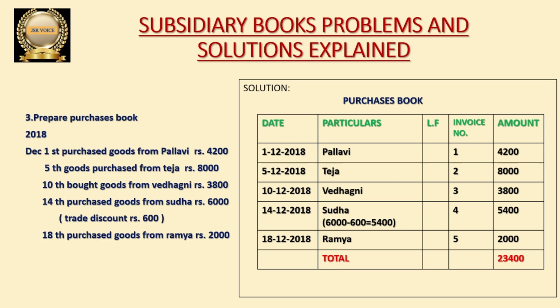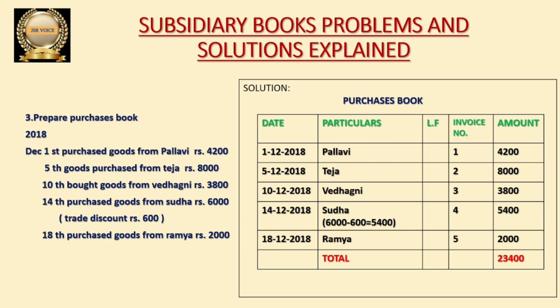Third question is prepare purchases book. So again we have to prepare purchase book. Right side columns are ready. Right side one is solution, left side one is question. 2018 December 1st, purchased goods from Pallavi, rupees 4,200. Purchased goods only, not assets, so we can write, first condition satisfied. Pallavi name is given, okay, fine. So we can record, second one also satisfied.